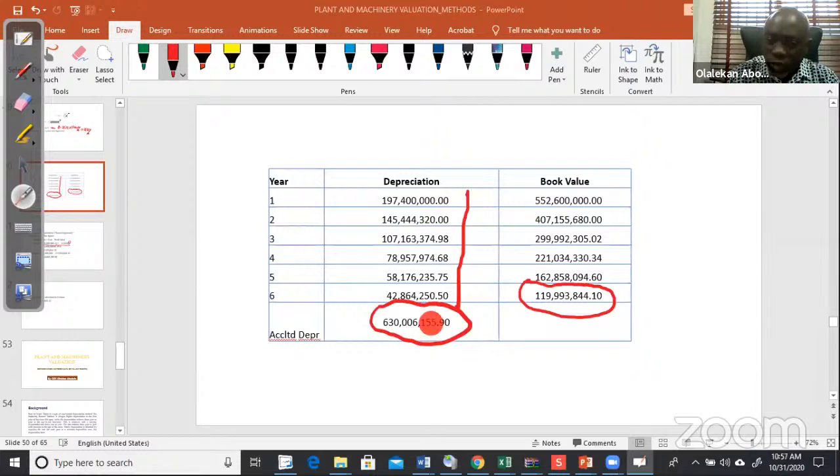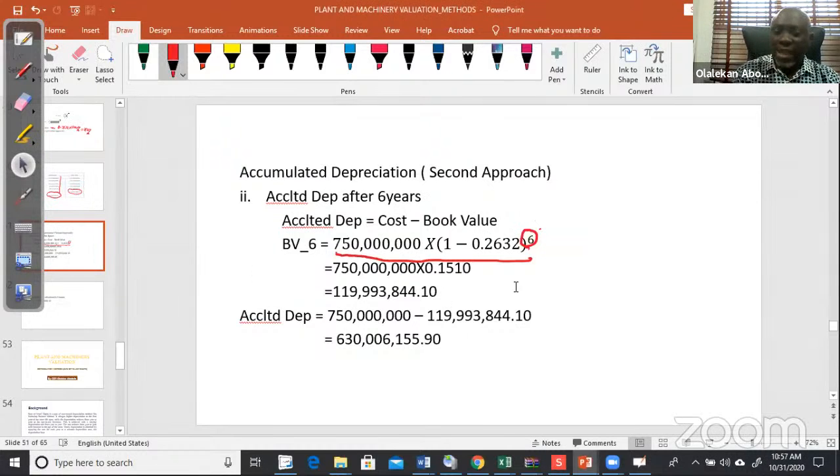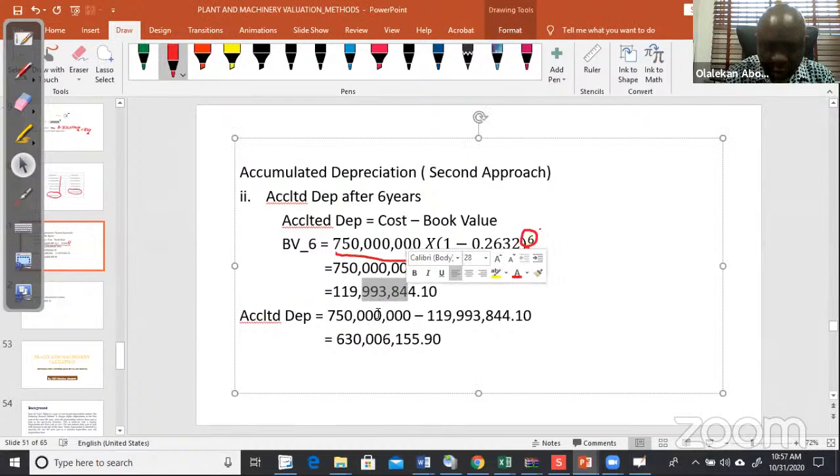Again, if you don't want to do it like this, the moment you get your book value for year 6, just remove your book value for year 6 from your total cost. You will get this same figure, accumulated depreciation. As simple as that. Then, if you now want to use the formula, I said your accumulated depreciation is cost minus book value. You will use your formula to determine your book value instead of using your spreadsheet, your table. Get the answer of book value as we have gotten here, then remove it from your cost, again, to get your figure back. Now, I think that's all. Those are what I have to say about it. I hope that is clear.